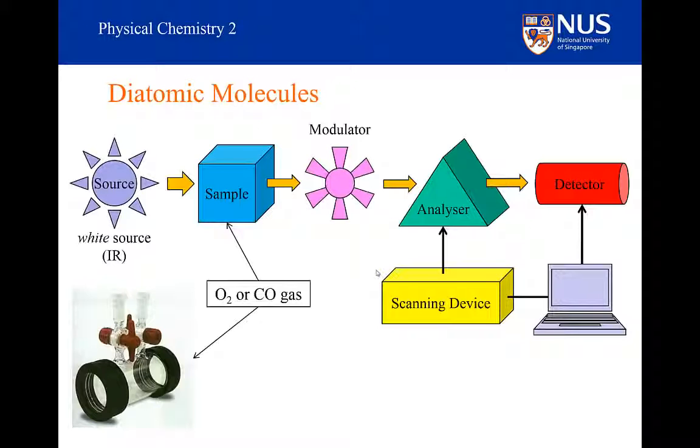So what happens in this instrument when we fill the sample up with dioxygen or carbon monoxide? Well, our first observation is that we do not get any spectral lines for dioxygen or O2. And in fact, for any homonuclear diatomic, you cannot get an infrared spectrum. We only get a spectrum for a heteronuclear diatomic.